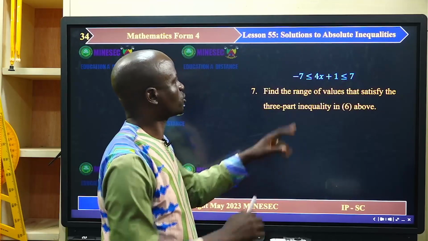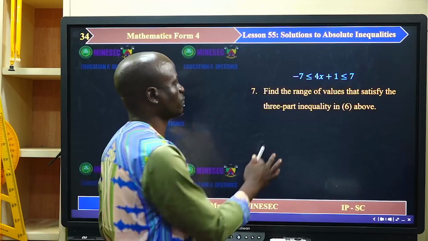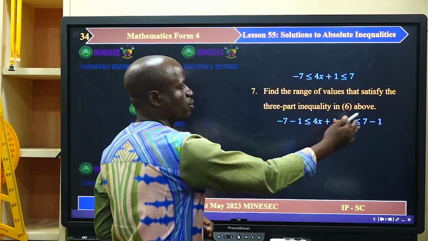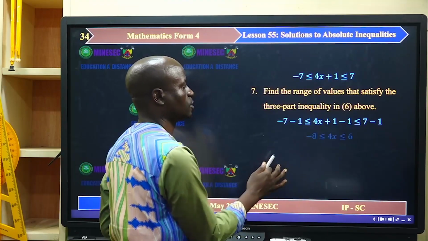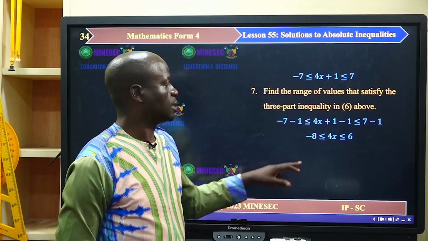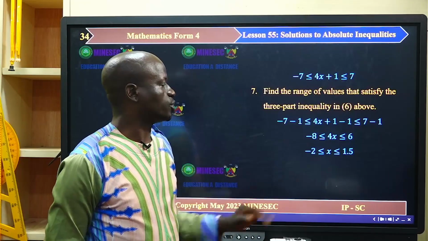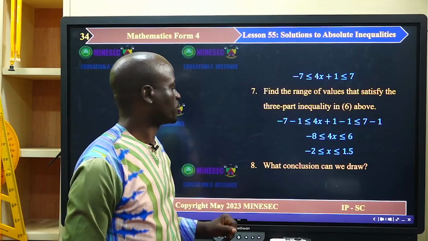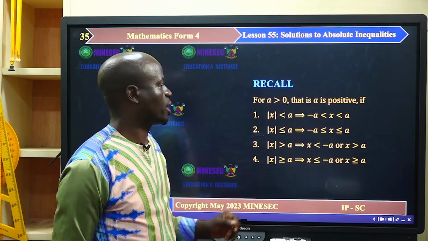So to solve it now, this is what we will have to solve. To solve it, we subtract 1 from both sides. It gives us negative 8 is less than or equal to 4x, less than or equal to 6. We divide all through by 2. We have this. And then we can represent on a number line if we are asked to.